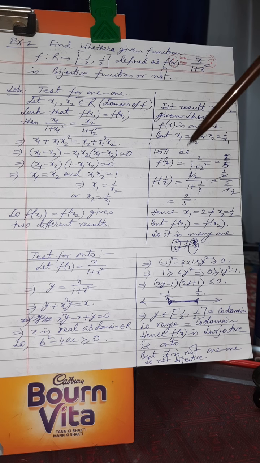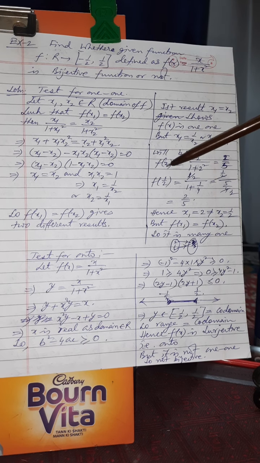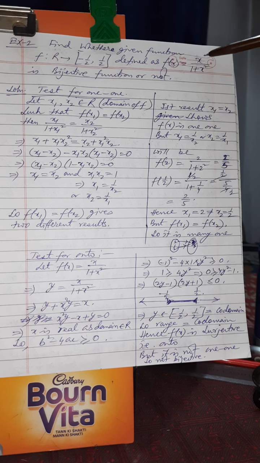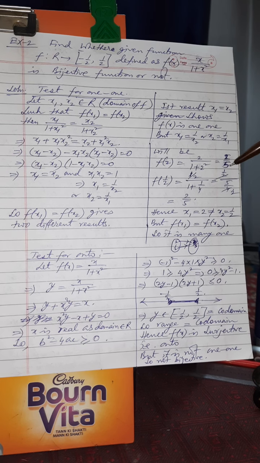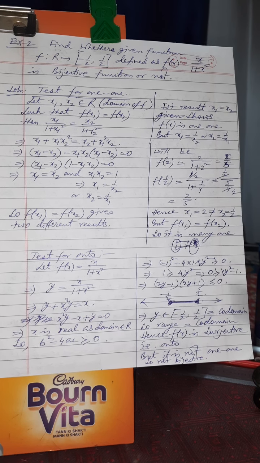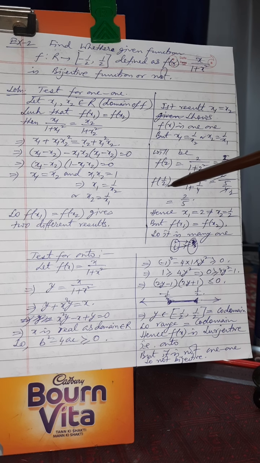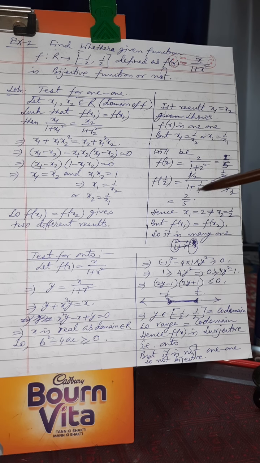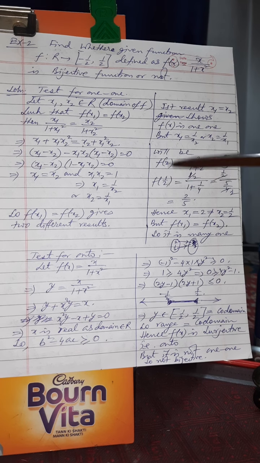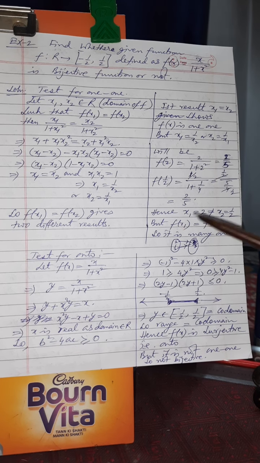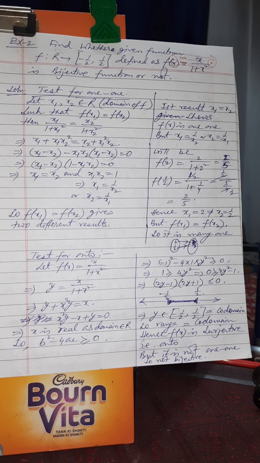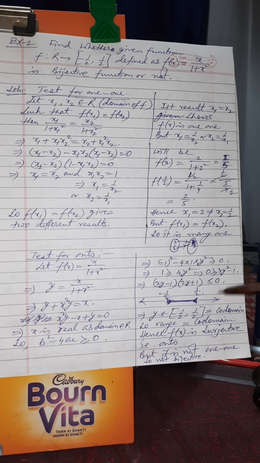So that is what I have written over here, f2. If you put x is equal to 2 over here, then you are getting 2 divided by 5, that is 2 by 5 is obtained. And if you are putting x is equal to 1 by 2, then also we are getting 2 by 5. So what you are finding is that 2 and 1 by 2 are two different inputs, but they give you f(x1) is equal to f(x2), that is 2 by 5, 2 by 5.